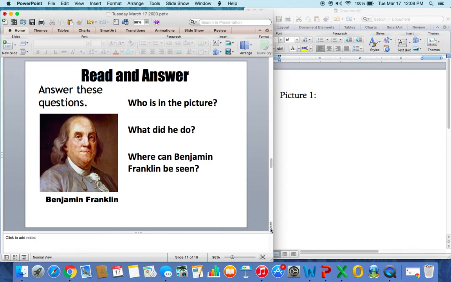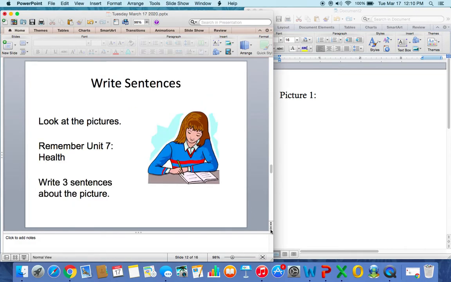So now that we have learned about Benjamin Franklin, let's practice writing sentences. So I'm going to show you a picture and you will write 3 sentences about the picture. Remember Unit 7, Health, because the picture is set in a hospital or a waiting room of a hospital. So I will give you a couple seconds to look at the picture.